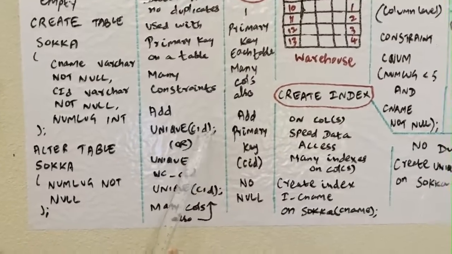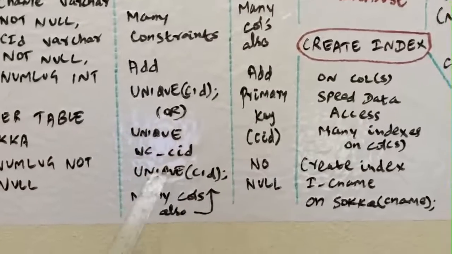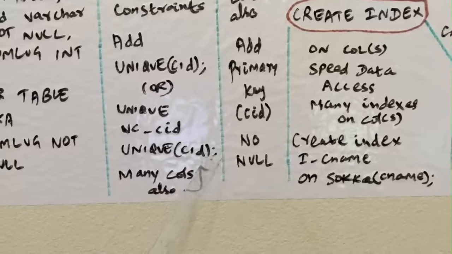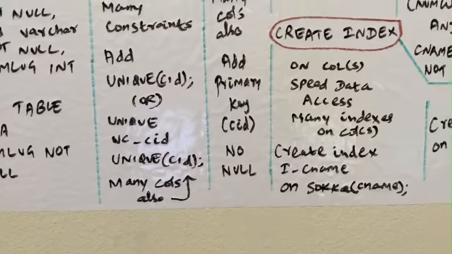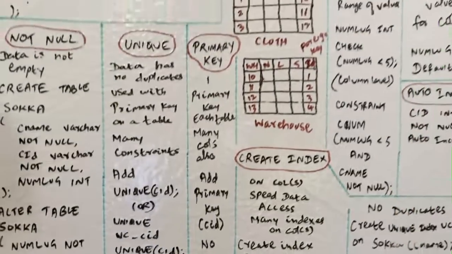Add unique cloth ID, or put unique, you put a name to the constraint name, unique of CID. You can add more columns here. CID column, 10 columns. It's a very powerful feature. Many columns here, that's what I put.